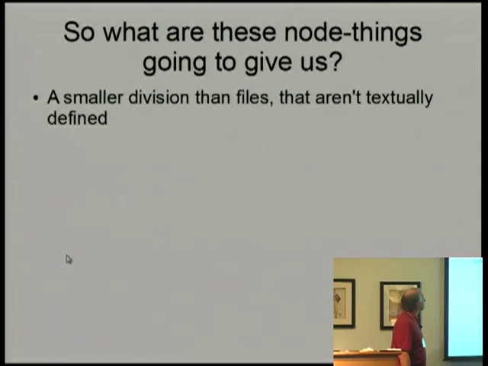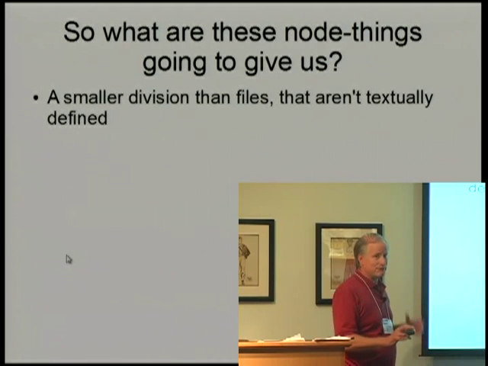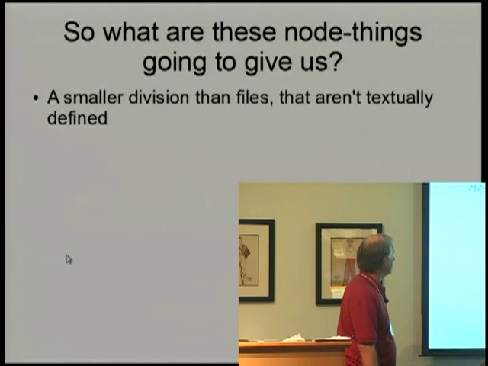All right. So I mentioned these node things. What are these node things going to give us? These are what are going to give us the division below files that are going to be real, in a sense. And they're not going to be textually defined. They're going to be supported by Leo.